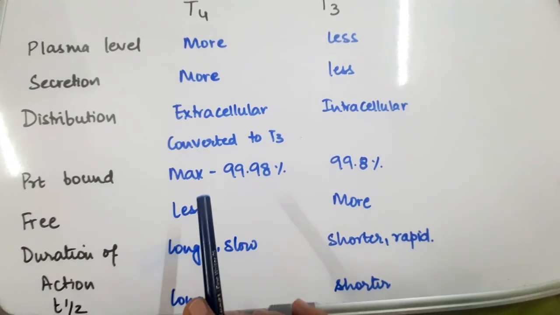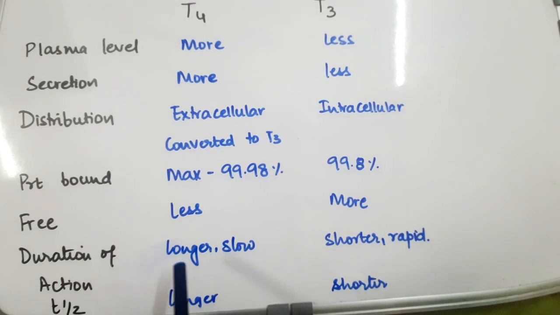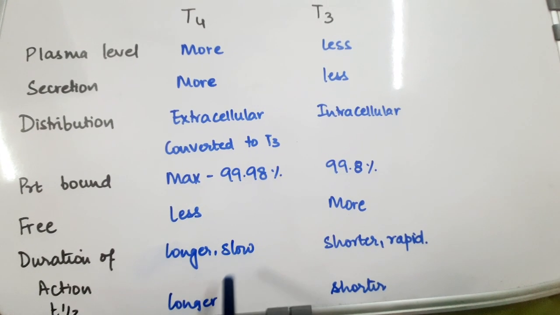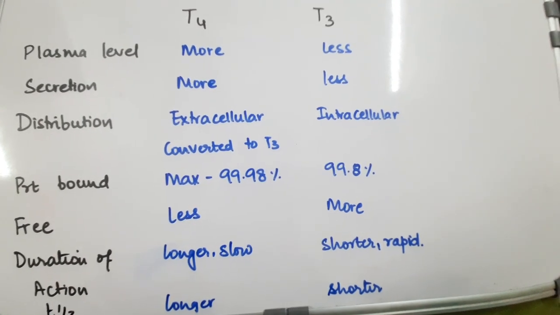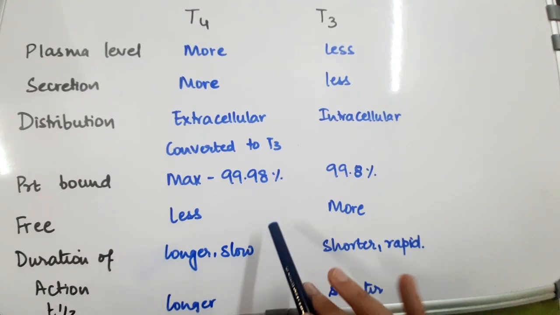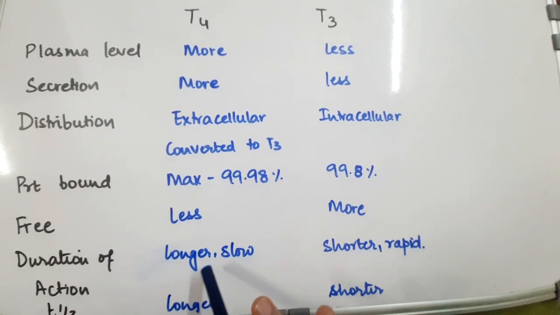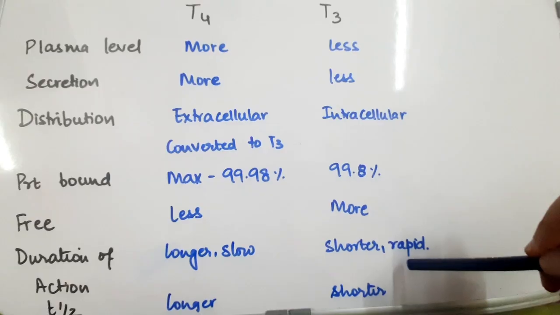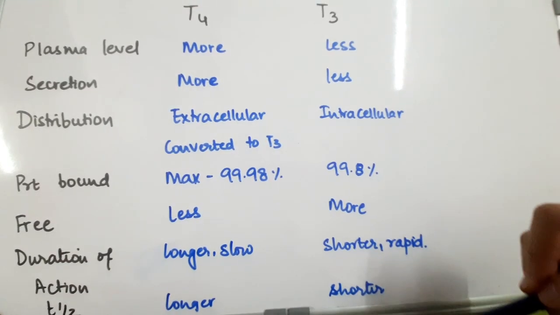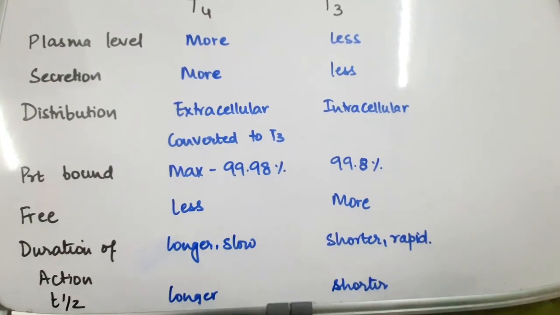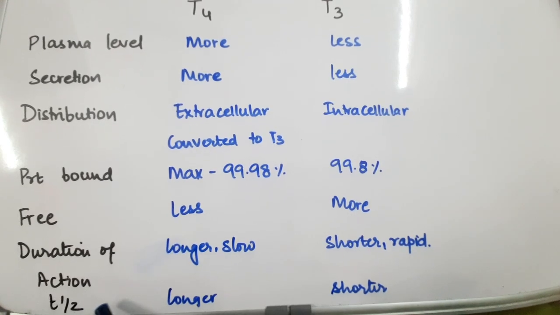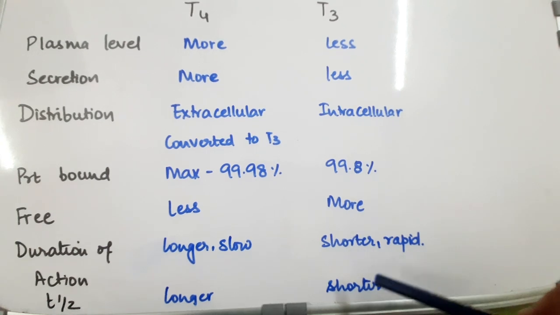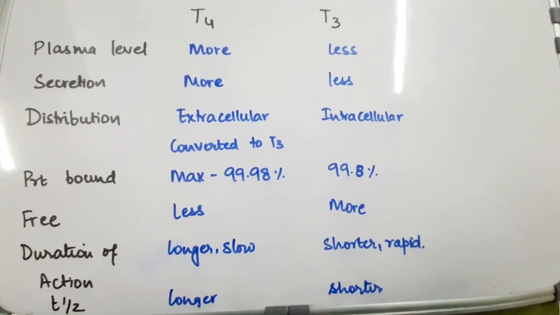In duration of action, T4 takes longer. It lasts longer, but it also acts slowly. That is, it takes time to start showing its action, but it lasts for a long time. Whereas T3 starts earlier, but it lasts for a very short time. And if we look at the half-life, T4 has a longer half-life and T3 has a shorter half-life.